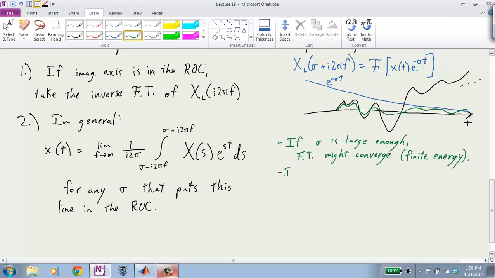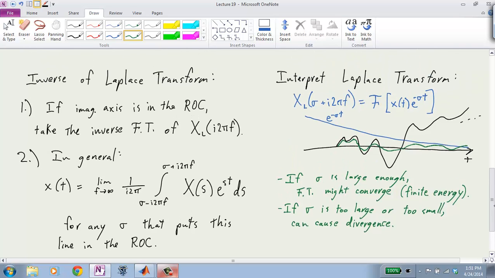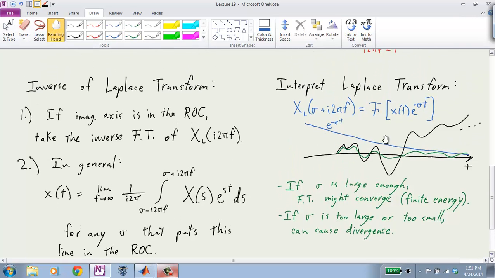Now, you also notice that if sigma is either too large or too small, this can cause divergence. Okay, so why would I say it can cause divergence? Obviously in the above picture, if sigma is too small, then you don't get any tapering off, and you're stuck with x, which does not converge. Okay, so we can see how sigma too small might be a problem.